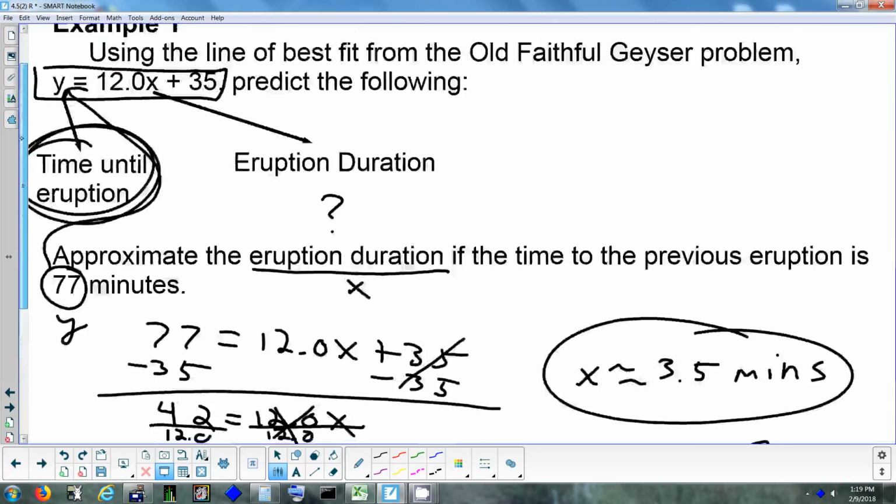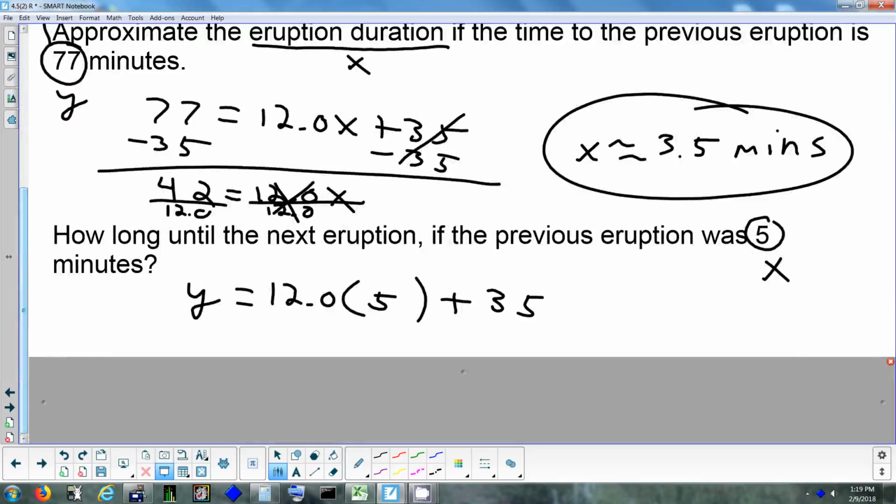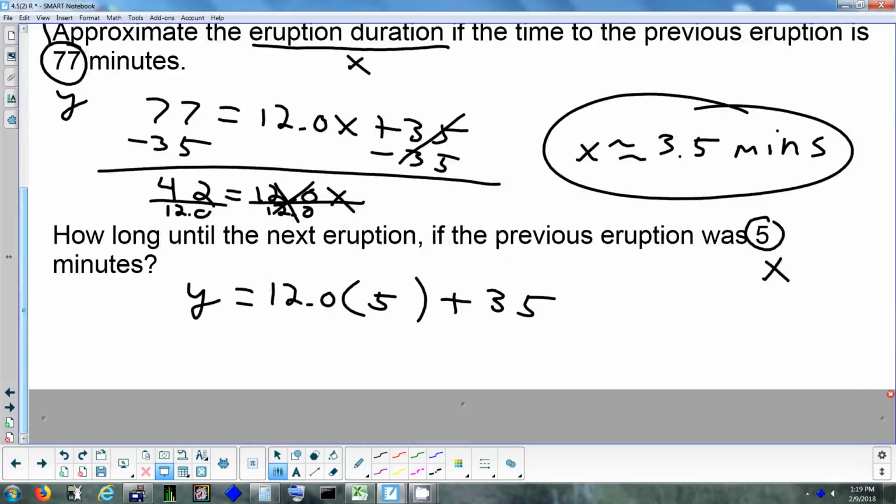Perfect. Now remember, this isn't exact. So if you're actually at the park where Old Faithful is, and you're like, wait, I got this formula and it says it should be erupting right now. Remember, this is like predicting the weather. It's not exact. Maybe it happens, maybe it doesn't. But it'll give you a guideline.